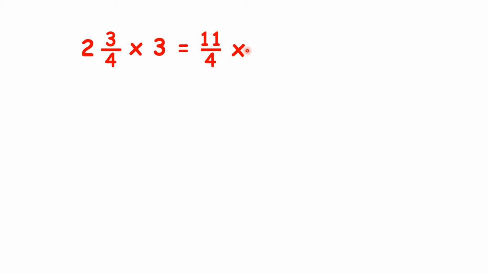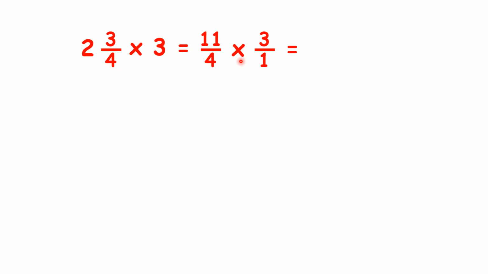And we're multiplying by 3, but we can write 3 as 3/1, and that's to remind us that when we multiply, we're only multiplying the numerator by 3, not the denominator. So the equal sign here just shows us that 2 3/4 times 3 is the same as 11/4 times 3/1. We haven't got our answer yet. We still need to multiply our fractions.